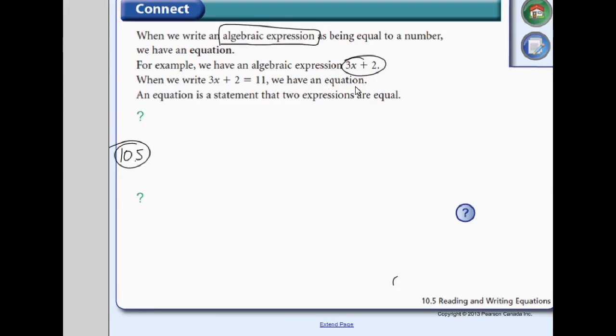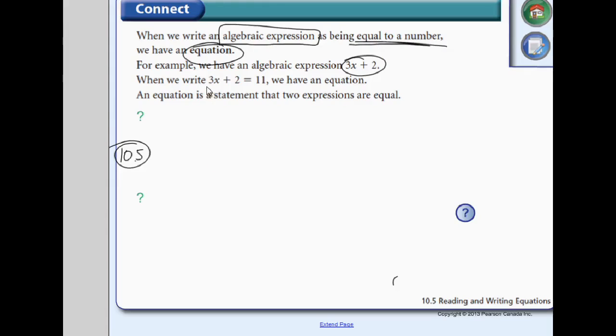And x changes, like it could be the number of candy bars we buy, and each candy bar is $3, and if we buy 5, it's going to cost us 3 times 5, which is $15, and we'll add 2, let's say we bought something else at $2. So this is an expression that can change depending, in this example, on the number of candy bars we buy. Now, if we take that algebraic expression and we make it equal to a number, then we actually have an algebraic equation.